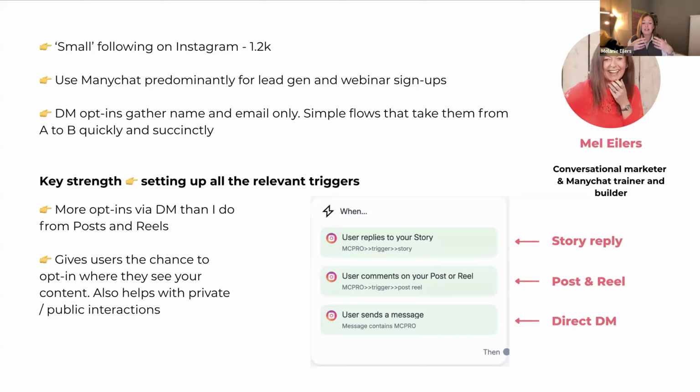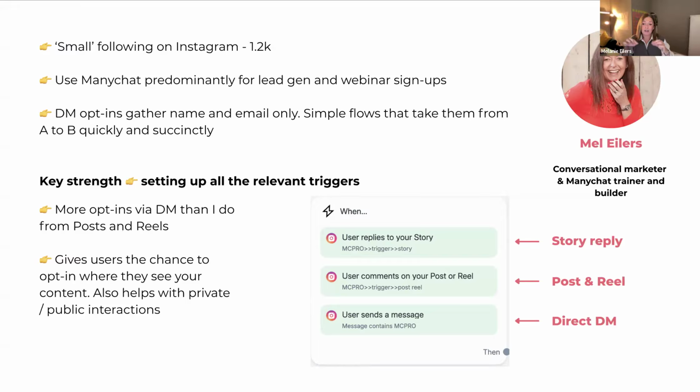I use DM opt-ins to gather name and email only. My flows are really quite simple and they take them from A to B quickly and succinctly. And by A to B, I mean from the Instagram DMs where I'm gathering their name and their email to B, which would be my CRM, where I can continue to nurture them and deliver the lead magnet or the webinar registration details, whatever it is they've signed up for. So from Manychat to B, my CRM, which for me is ActiveCampaign. But obviously there are many CRMs out there, so yours is highly likely to be different.